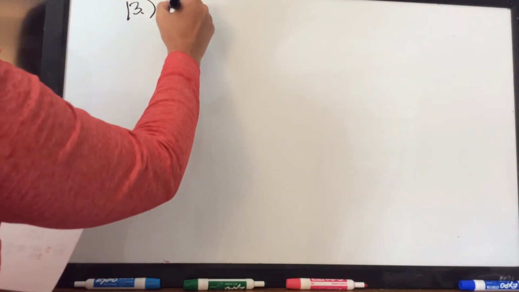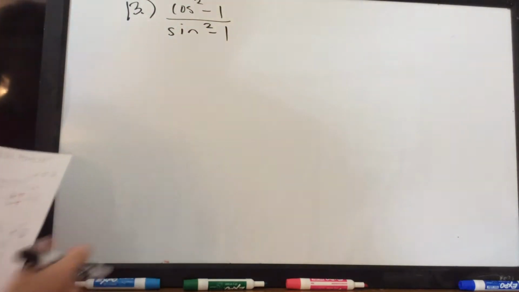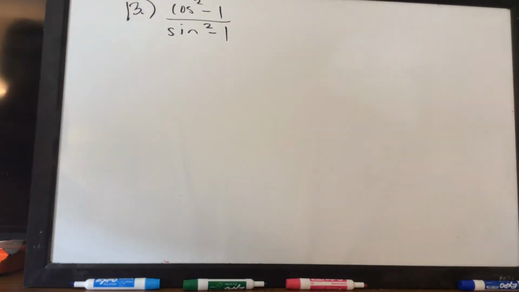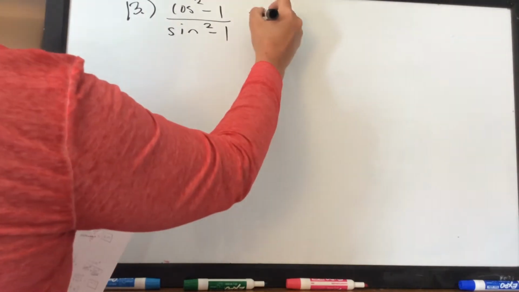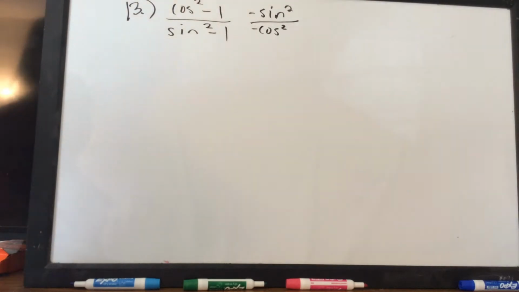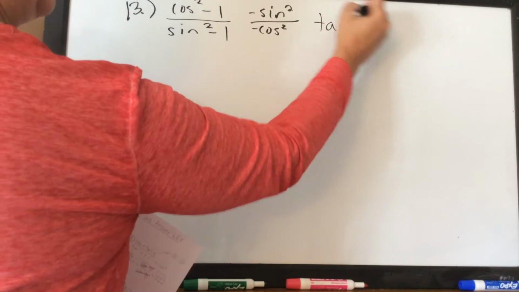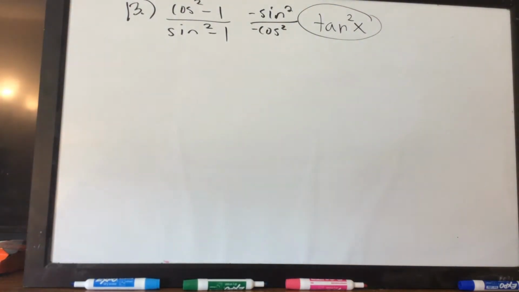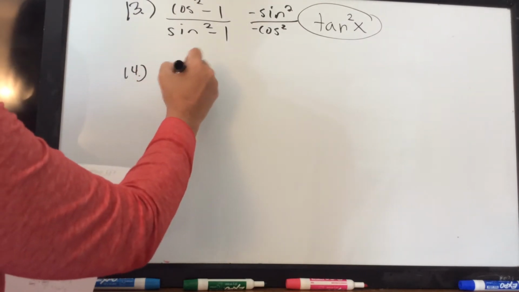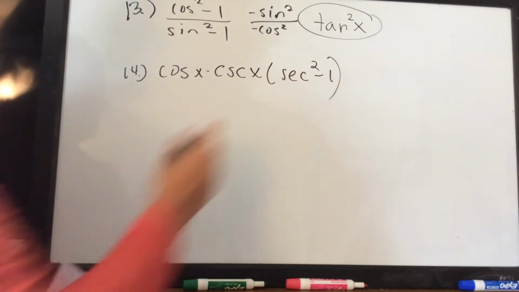So for 13, you have cosine squared minus 1 over sine squared minus 1. Those are both Pythagorean identities. Those are the ones that I referred to as being backwards. So then you get negative sine squared up top, negative cosine squared on the bottom, and then that simplifies to a positive tan squared x. So there's number 13.